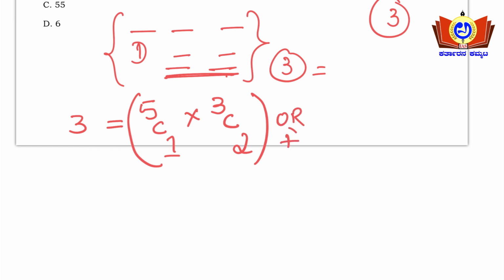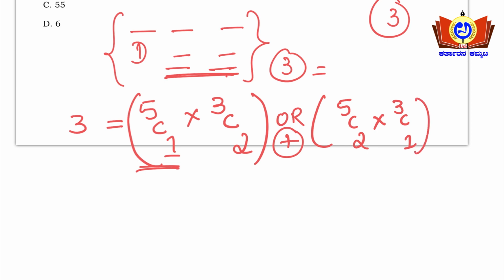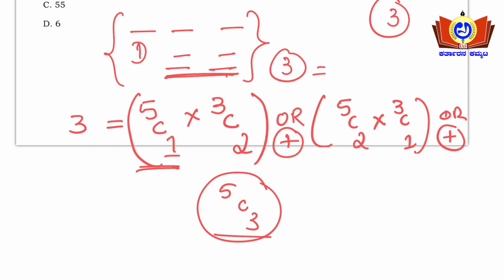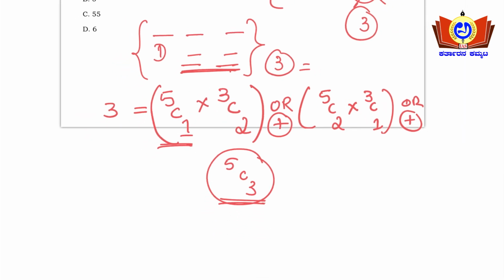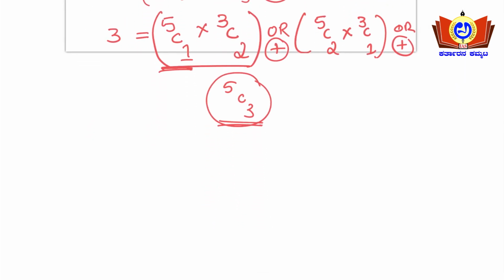Or means actually plus sign here. Out of 5 doctors I have chosen 1 doctor here. Or, out of 5 doctors I'll choose 2 doctors. Yes or no? 5C2. If I choose 2 doctors, 1 position will be vacant, so 3C1: amongst 3 scientists I'm choosing 1 scientist. Or means plus sign. So 5C3, this is the third possibility: all 3 positions shall be filled by doctors. Yes or no? These are the 3 possible ways I can fill those 3 positions, with at least 1 being a doctor.